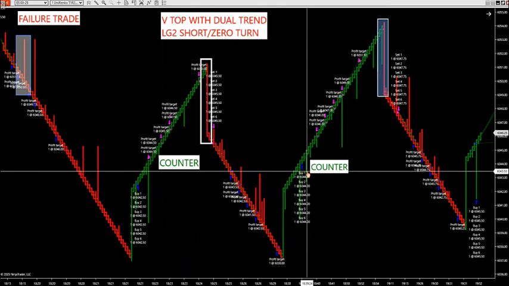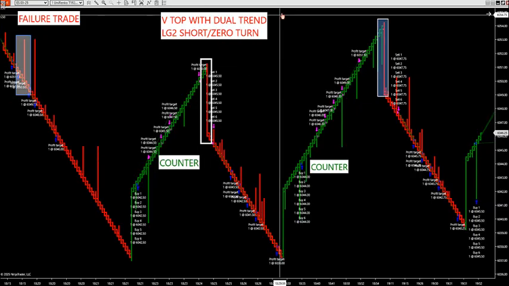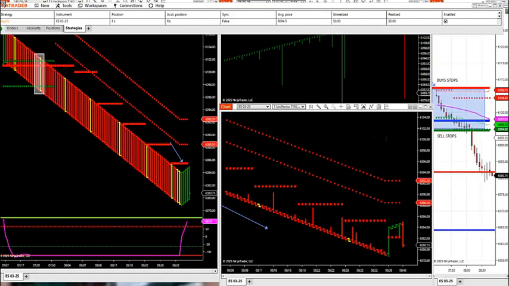I do not like using it for counters. Some traders like to do that. It's totally up to you. I prefer just toggling it on, toggling it off for the trade. So right now we're trying to do a V-top. So it would be off. We're trying to do a V-top.